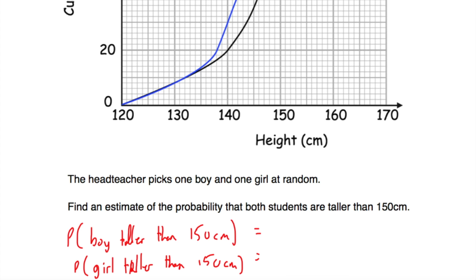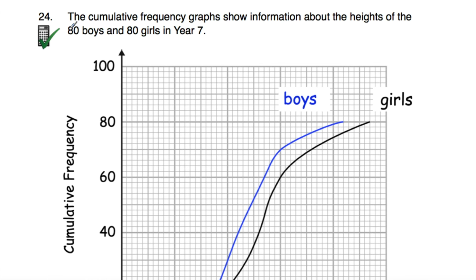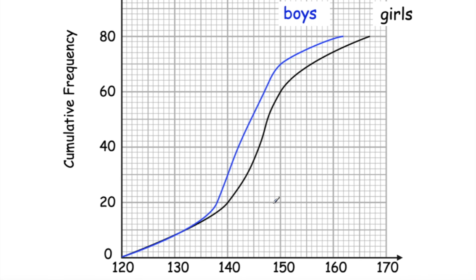So let's start off with the boy. We know that there's 80 boys altogether in year 7. So the cumulative frequency goes up to 80, and we want to find how many of them have got a height taller than 150 centimeters. So let's get our ruler and pencil and go from 150 up to the boys' cumulative frequency curve, which is there, and across. And that's equal to 70. So that means that 70 boys are shorter than 150 centimeters. And that means the rest of them will be taller than 150 centimeters, the remaining 10. So there's going to be 10 really tall boys that are taller than 150 centimeters, and there's going to be 70 that are less than 150 centimeters. So the number of boys taller than 150 centimeters will be 10.